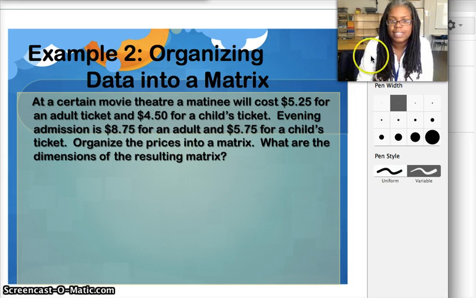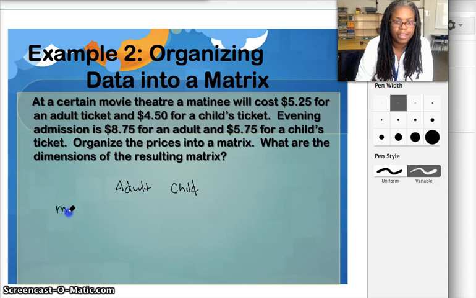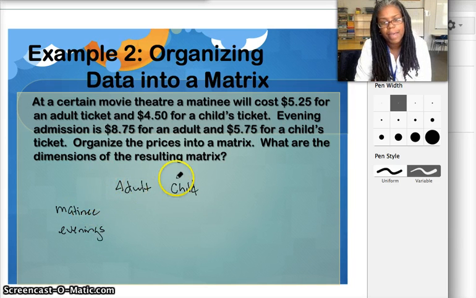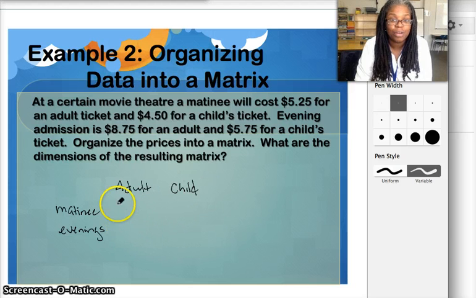When you think about organizing things in terms of a matrix, you're thinking about making a table, right? We'd have adult and child as our columns, and then our rows would represent the matinee price and then the evening price. This is not strict; you could have had adult and child here and matinee and evening here. We're going to fill in this chart with some numbers.